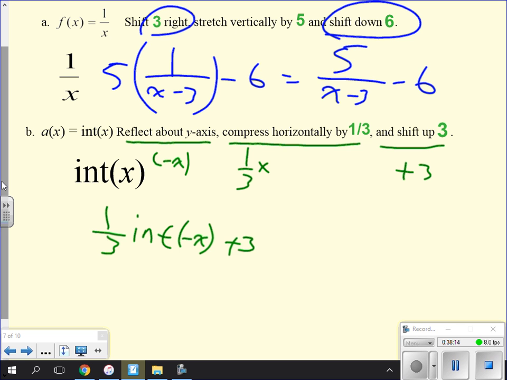Integer function, remember. Step function. So the integer function is the one that looks like this. If you make it plus 3, it moves it all up 3. If you make it negative, that means instead of having the dashes here, they'd be here, it flips this way. And then the 1/3 stretches it out. So each line would actually be 3 times as long.